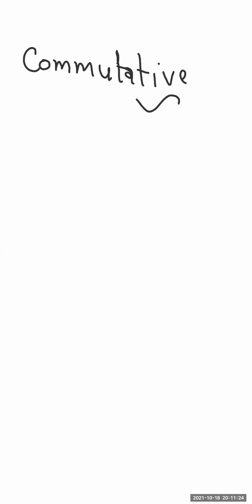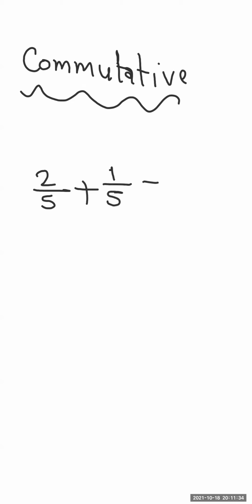it's the commutative property. Commutative property means 2 over 5 plus 1 over 5 will equal 1 over 5 plus 2 over 5. Guys, did you realize what I did? I just replaced the location of the two numbers.